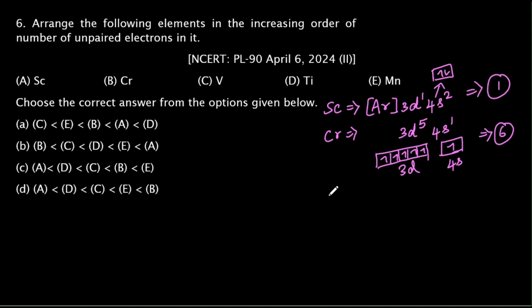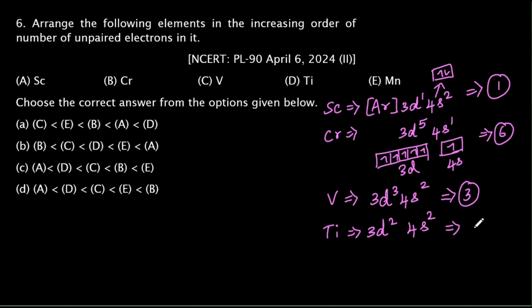Then the next element is vanadium. The configuration is 3d3 4s2. The number of unpaired electrons you have to count only from the 3d orbital, which is 3. Then for titanium, 3d2 4s2, so the number of unpaired electrons is 2. Then manganese, 3d5 4s2. The 4s orbital is fully filled, so the number of unpaired electrons from the 3d orbital is 5.